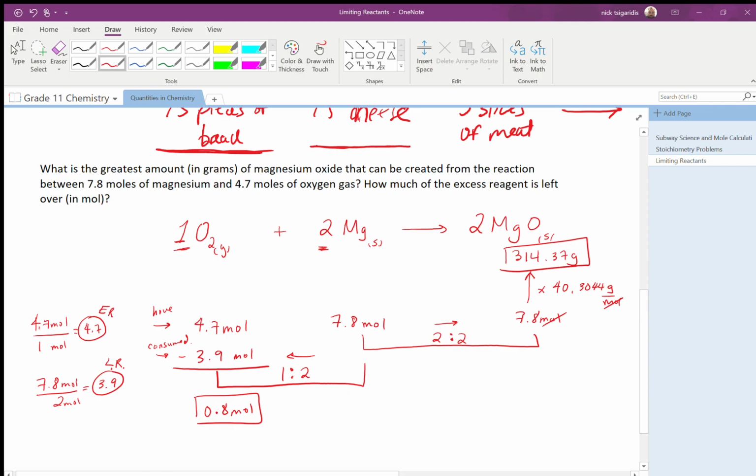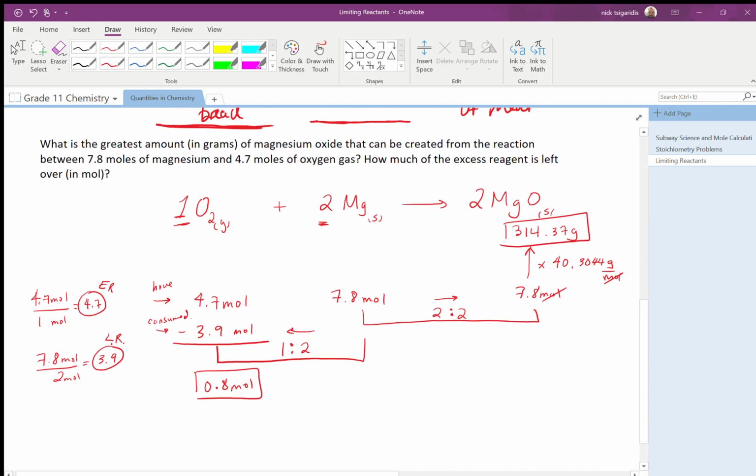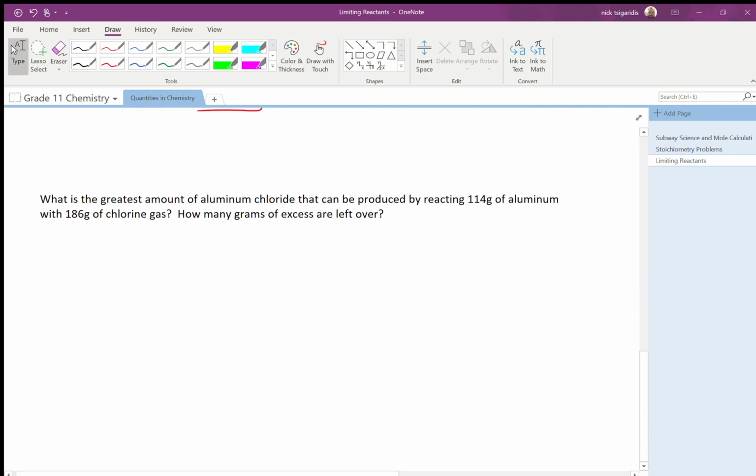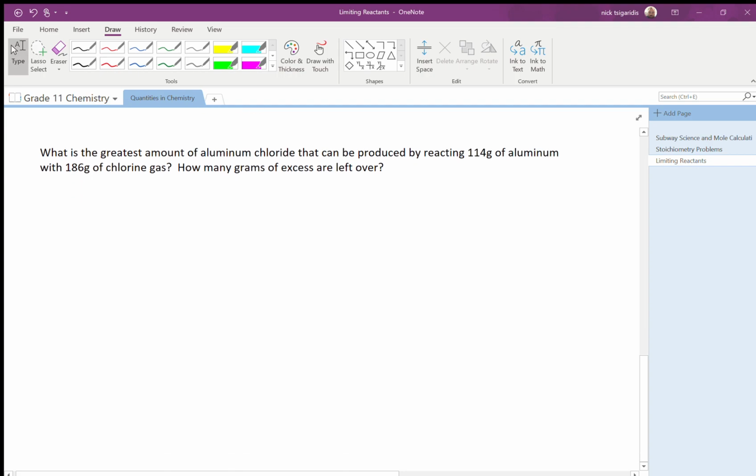Now this problem was a little bit more simple, so let's move to another problem that's a little bit more complex. It's got a couple more steps in there, and that's this one here. It says here, what is the greatest amount of aluminum chloride that can be produced by reacting 114 grams of aluminum with 186 grams of chlorine gas? And then it says how many grams of excess are left over. So there's a little bit of wordiness to it. But again, the steps are the exact same.